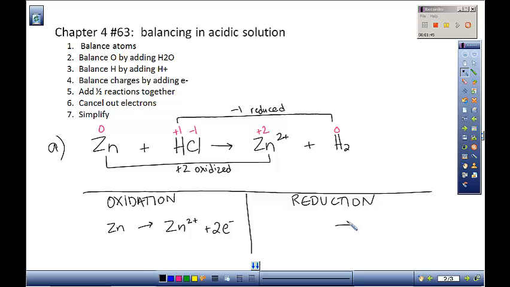The reduction half reaction involves hydrochloric acid, and it's being converted to H2. Alright, so we'll balance for atoms here. We have 2 hydrogens here and then 1 here, so put a 2 out in front. Now we have 2 chlorine atoms, and there's no chlorine here.